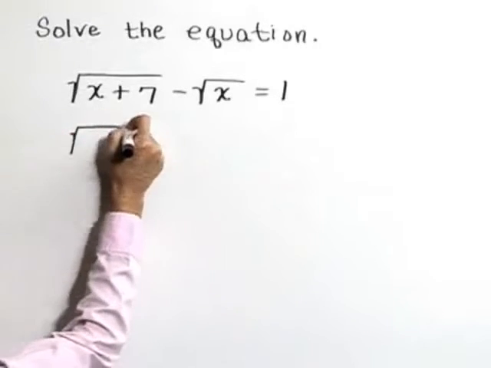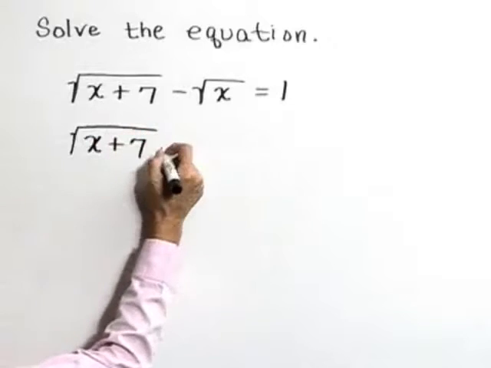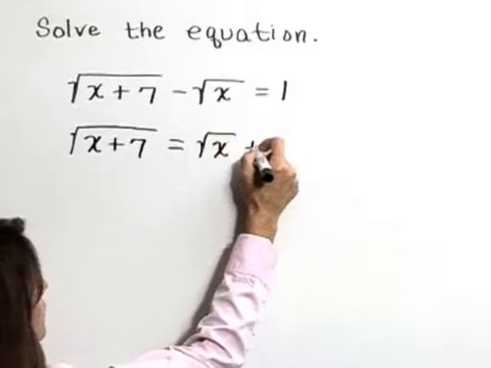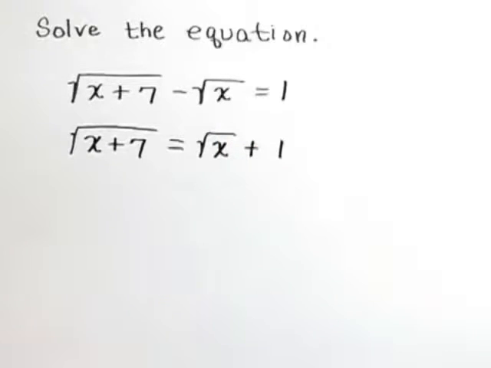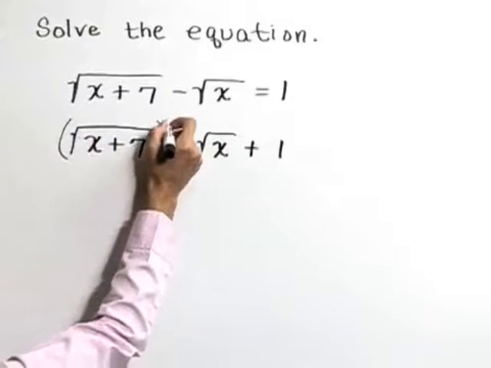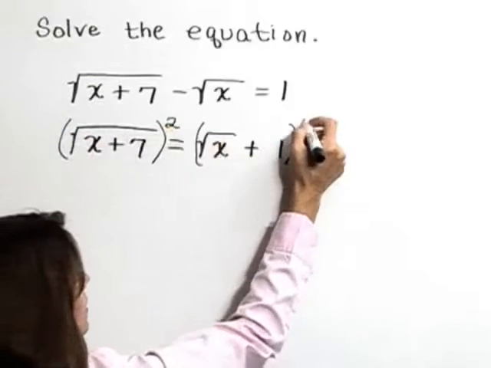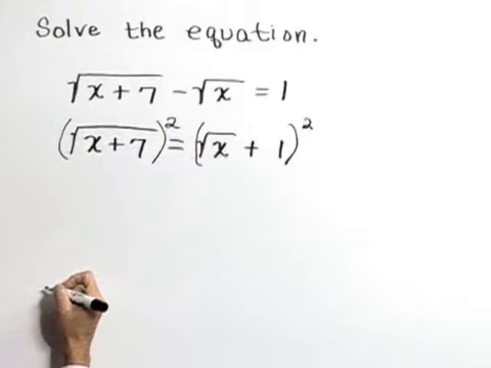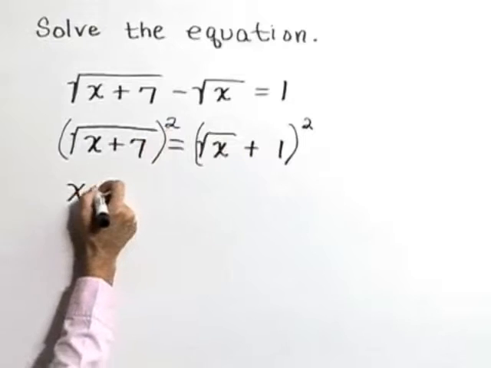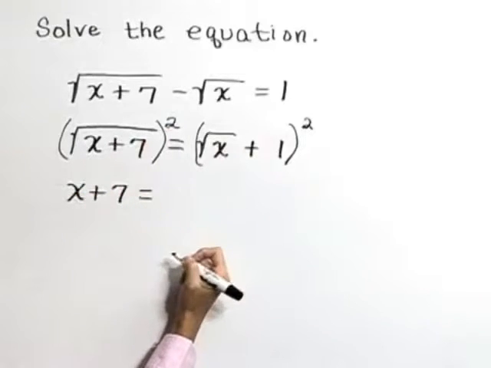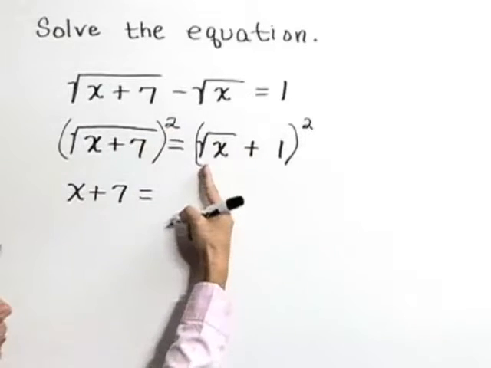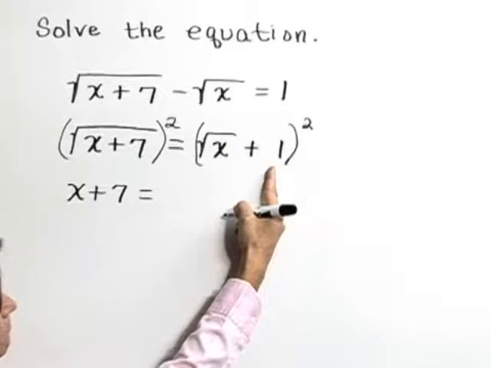Thus we have the equation the square root of x plus 7 is equal to the square root of x plus 1. Now we wish to square both sides so that we can eliminate a radical here on the left. As we square the square root of x plus 7, that gives x plus 7. On the right-hand side, don't forget to FOIL this out. We have a binomial squared.